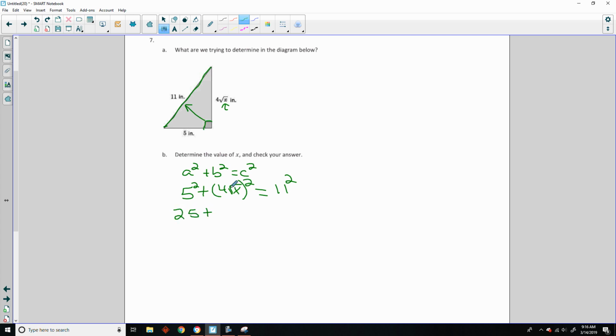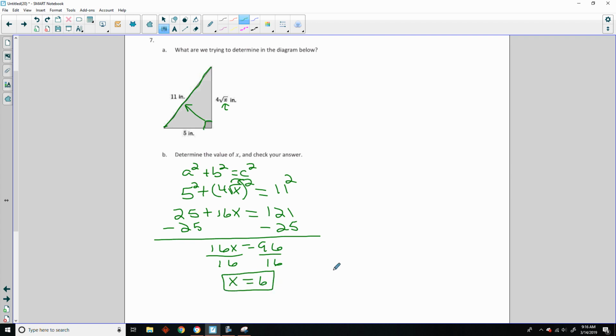5 squared. Distribute your power. 16. The square root of x squared is x, equals 121. Get x by itself by moving everything away from it. Subtract 25 from both sides, and I get 16x equals 96. Divide by 16, divide by 16, and x equals 6.